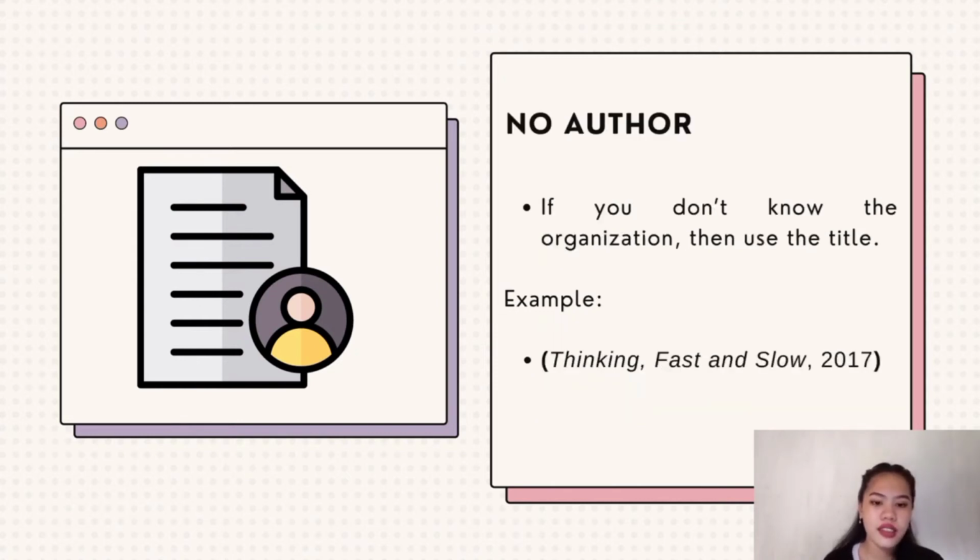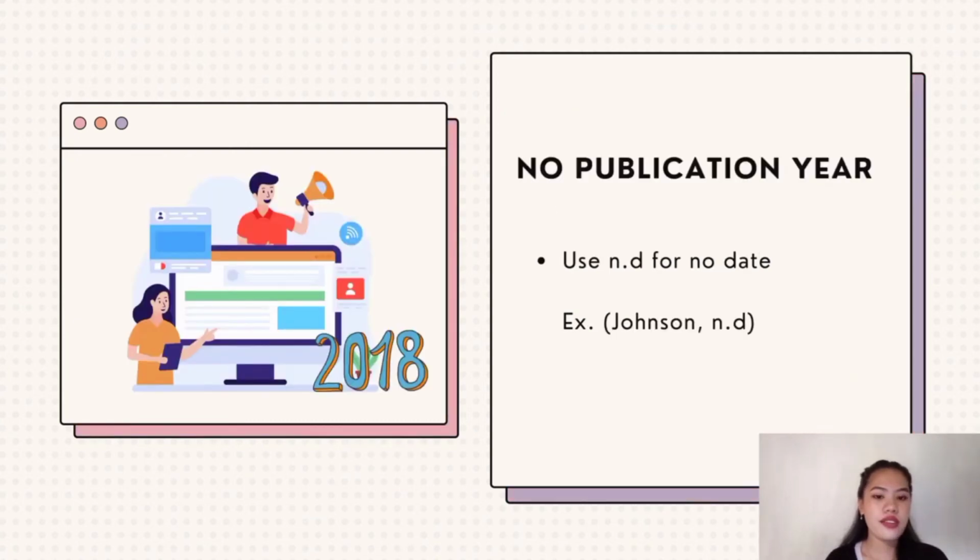And then in the next slide, if you don't know the organization's name, then use the title. So when using a title, the format is the same as in the reference list. It's either in italics or in double quotation marks. So for example, Thinking Fast and Slow 2017, this is an example of a no author citation which is attributed to the title of one's work, and as you can observe, the title here is italicized. So next is the no publication year, used in period D for no date.